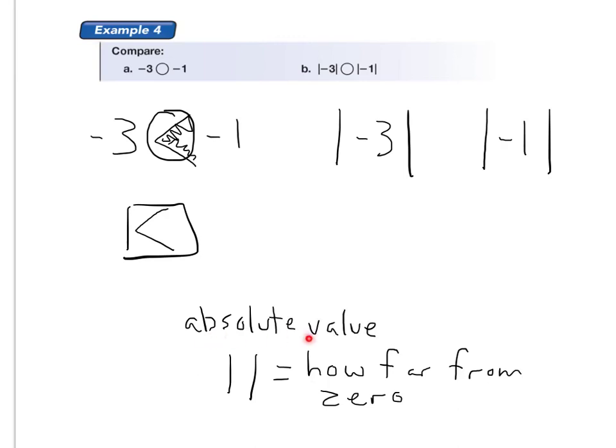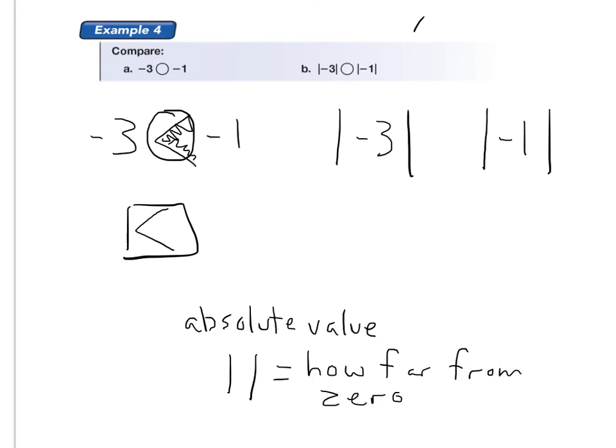So absolute value has these signs around a number, and there's something inside there. This means absolute value of negative 3. This means absolute value of negative 1. And it means how far are those from 0. So the first thing I've got to do is figure out what the absolute value of negative 3 is. How many spaces from 0 is negative 3 on a number line?